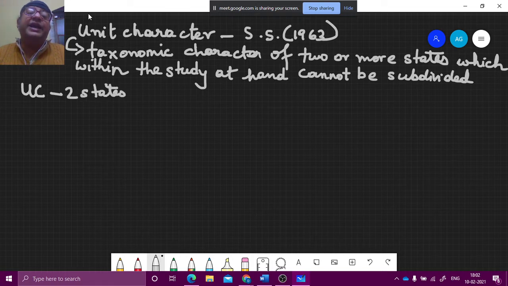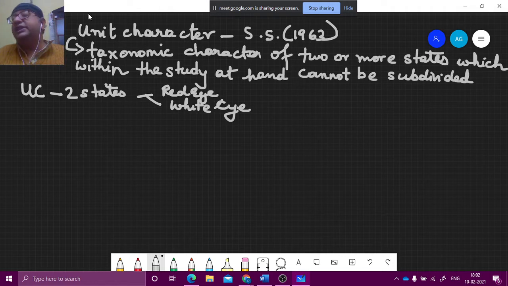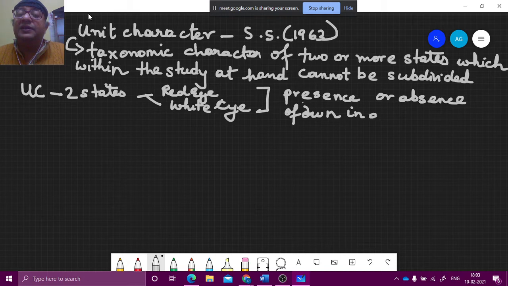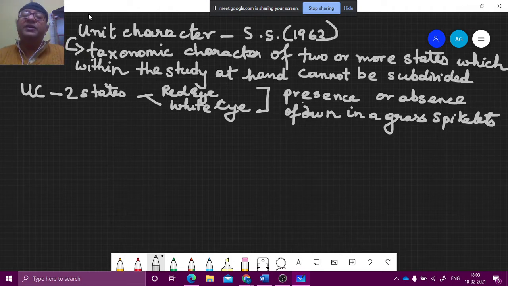Say, for example, eye color in Drosophila. You have red eye, white eye. So this character has got two states. One state is red eye, one state is white eye. So this is a unit character which is taken under consideration. Another example they have given is the presence or absence of an awn in a grass spikelet. For botany students they can use this example. Awn, in Bengali, is the bristle of the rice ear. So presence or absence of an awn in a grass spikelet.